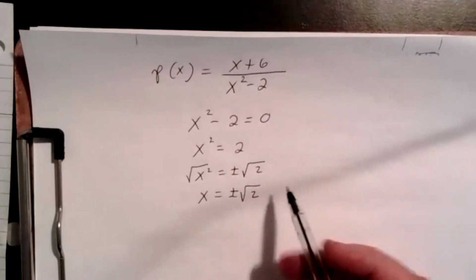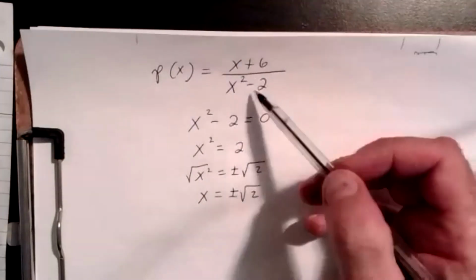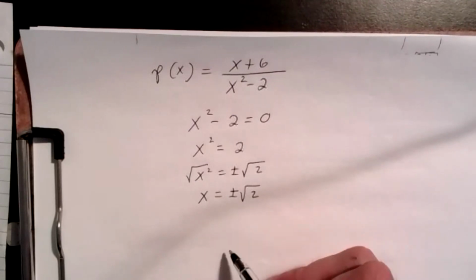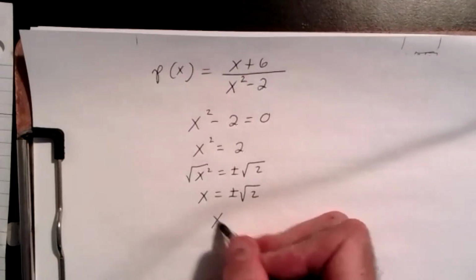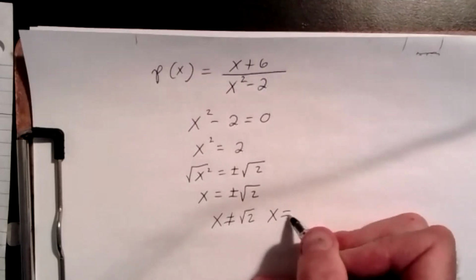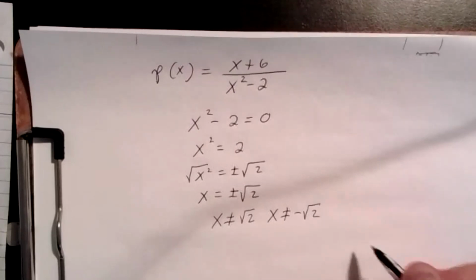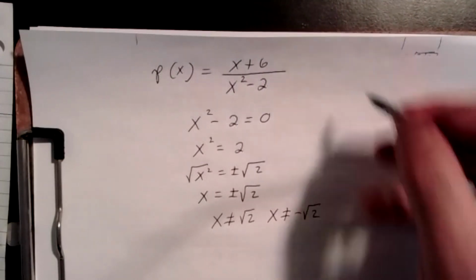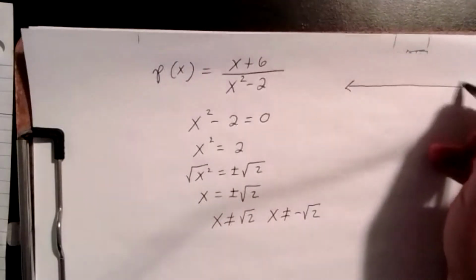And so hence, ladies and gentlemen, the only time this function is going to be undefined is if x is equal to positive square root of 2 or negative square root of 2. Therefore, x better never be equal to positive square root of 2, or negative square root of 2. These values must be excluded from the domain. Interval notationally, how would we represent this domain then? Well, you might want to graph the domain first.